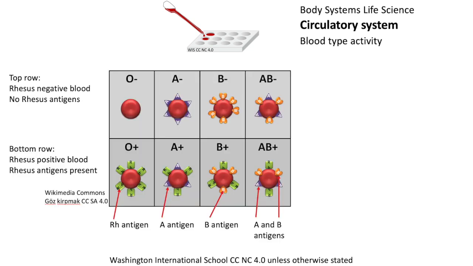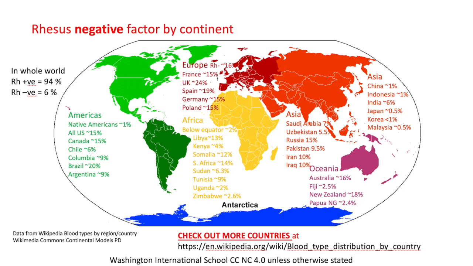And again, pause this one for a little while to see the differences. What are the antigen add-ons to both the negative and the positive for phenotypes? And look at the rhesus factor by continent. Different countries are looked at there, and look particularly at the differences.